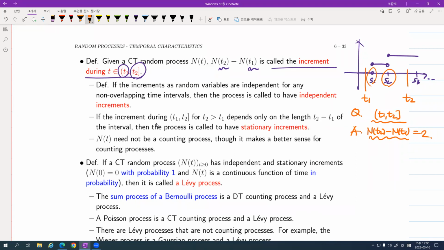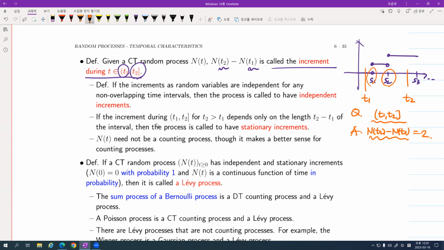Now, given fixed T1 and T2, what is this one? It's a subtraction of a random variable from a random variable. So it's a random variable. So an increment, or the increment given an interval, right, is a random variable. So given a counting process, how many increments can you define? In this case, uncountably infinite, because it's a continuous time process. Given a discrete time counting process, you may define countably infinite increments. With infinite increments, we rarely can say something useful.